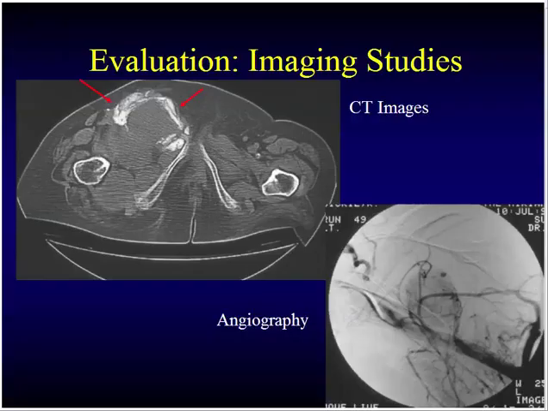So here's the picture of a CT scan. See how nicely this mineralization shows up. This is synovial sarcoma, and we'll talk about why later when we talk about those. And of course, angiography, tumor blush.